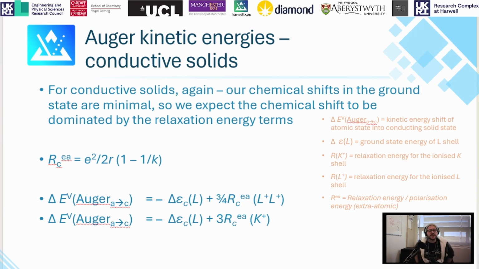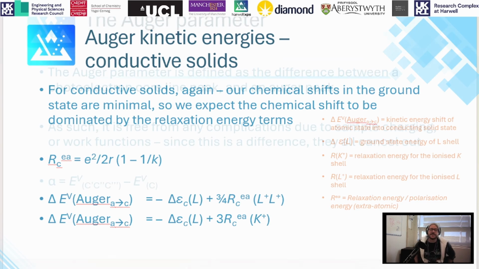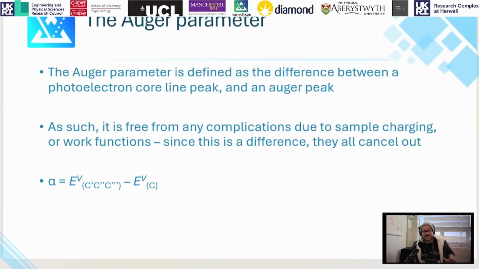So if we were to add these together, so you have 3 and a relative ratio of 1/4 for the K versus the L, we now end up with a system where the shift in the kinetic energy of the LJ going from an atom to a conductive solid is equal to the negative initial state energy of the conductive solid of the L shell plus either 3/4 of the extra atomic relaxation energy for the L shell or 3 of the extra atomic relaxation energies for the K shell in the conductive solid. Okay, so we are on the home straight now.